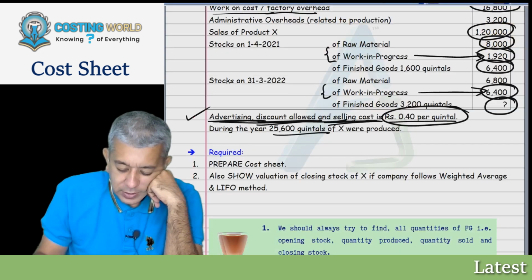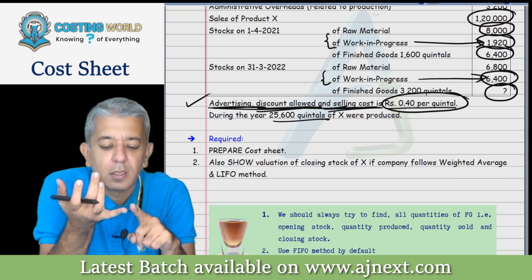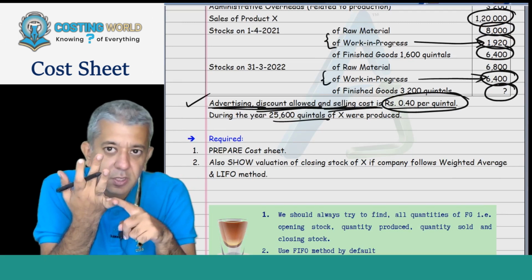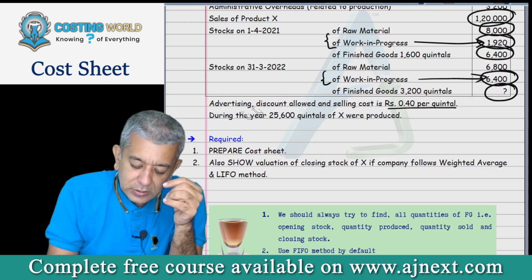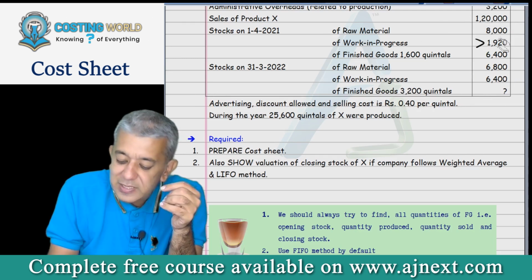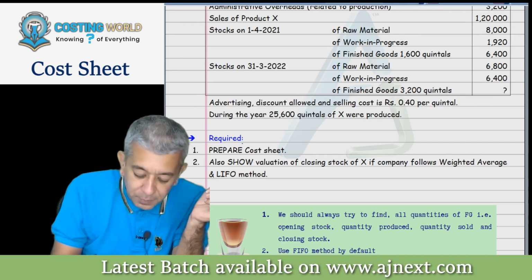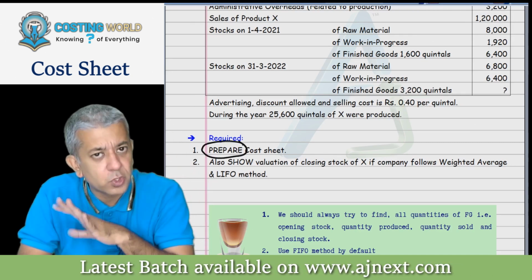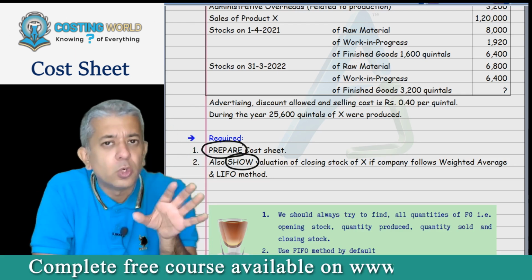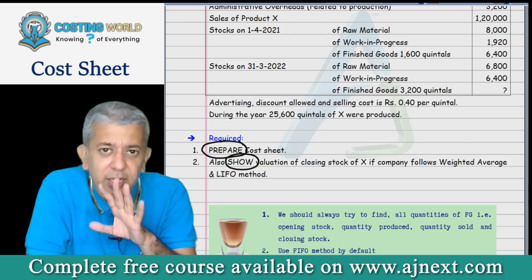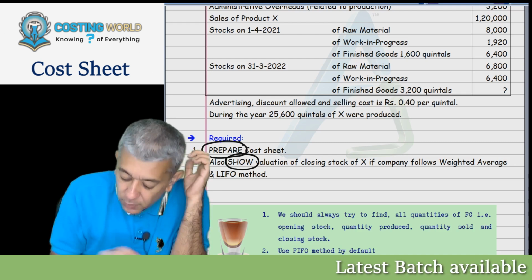Now see, this thing is altogether done. Now one small thing, and this thing will happen in accounts, it'll happen in costing, it'll happen in FM, in exams. In your required part, there will be always some words which ICAI will print in capital. Prepare cost sheet. Same way, also show the valuation. So those words you have to try to interpret and try to reply to the question as such. So your part one is done.